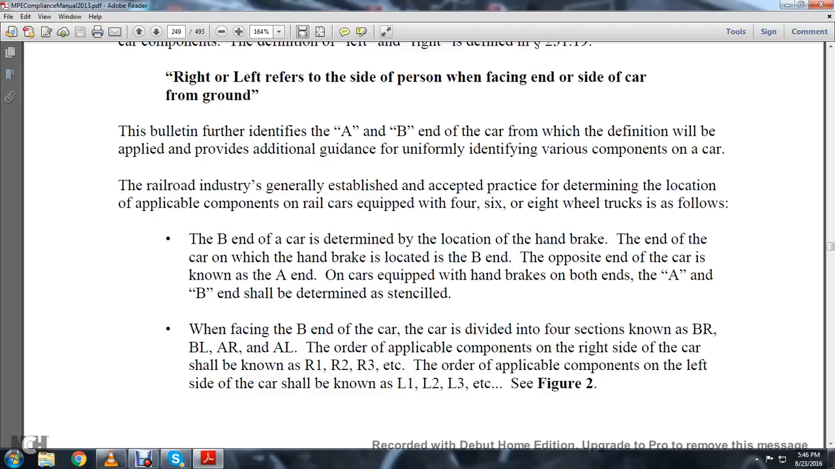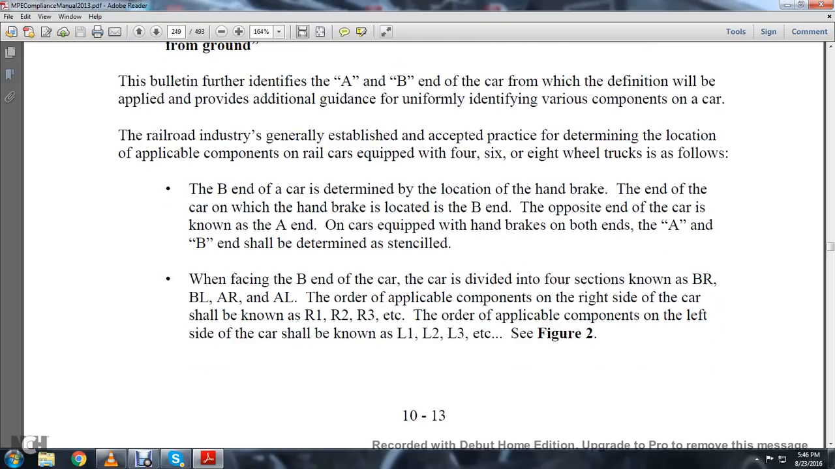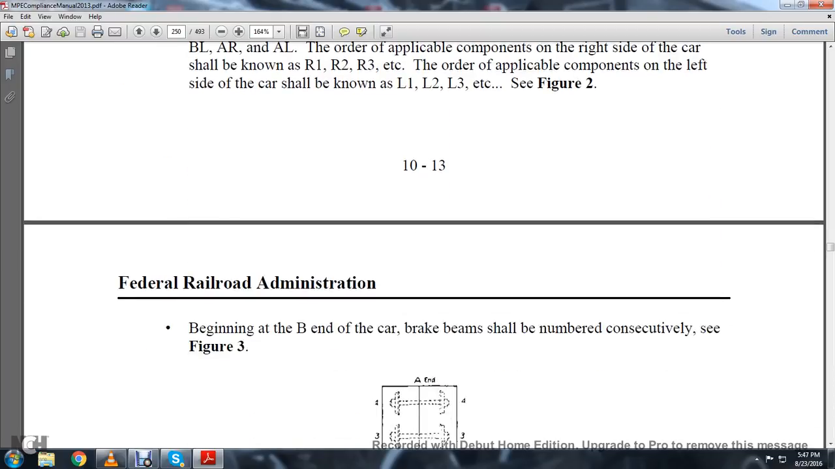When facing the B end, the car is divided into sections: back right, back left, A right, front right, A left. The order of the applicable components on the right side of the car should be R1, R2, R3. The order of applicable components on the left side of the car should be L1, L2, L3, and so on. See Figure 2.